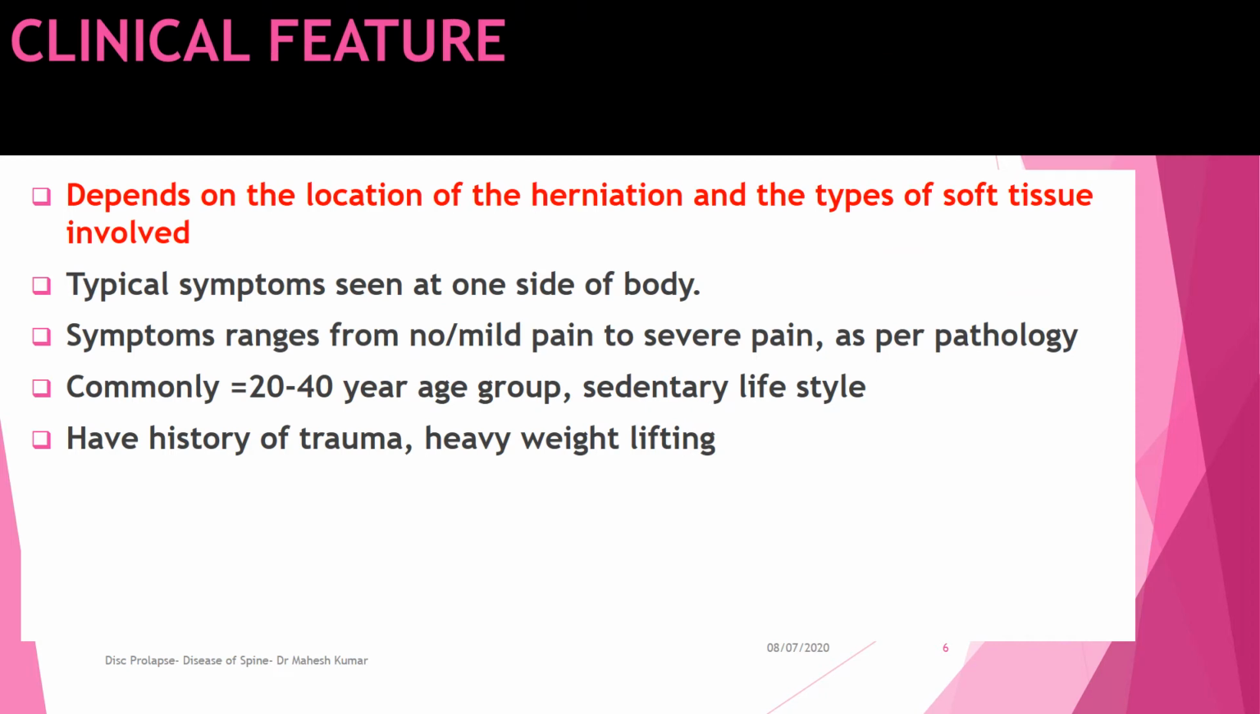Clinical features. The clinical features depend on the location of the herniation and the types of soft tissue involved. Typical symptoms are seen on one side of the body, and the symptoms range from no symptoms to mild pain to severe pain as per pathology. The commonly affected age group is 20 to 40 years, and the persons have sedentary lifestyles. The person has a history of trauma and an occupation of heavy weight lifting.